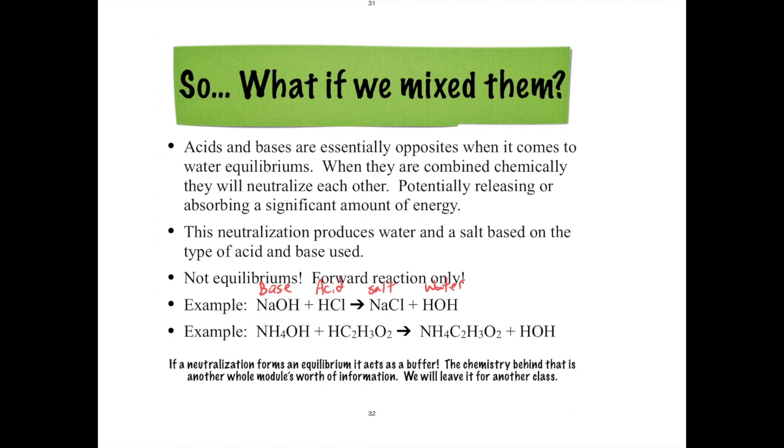Another example would be a base like NH4OH, which has the OH, and the H from HC2H3O2. This is acid in the form of acetic acid. This is vinegar. So the H from the vinegar and the OH from the ammonium hydroxide makes water, HOH. And then the other substance, the salt, in this case, would be ammonium acetate.